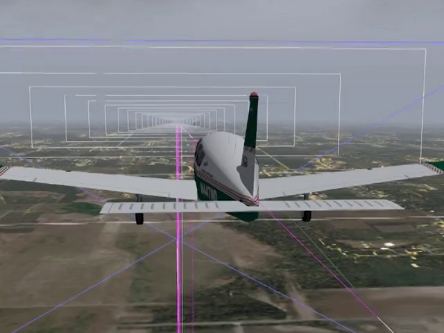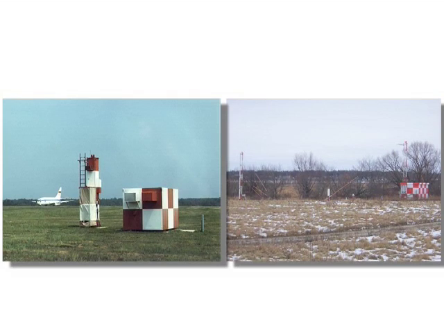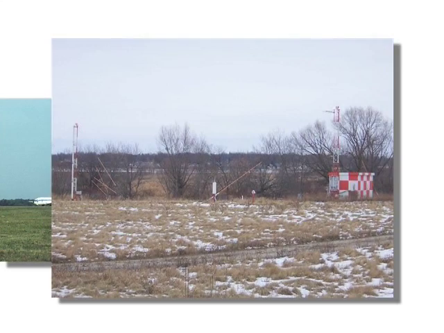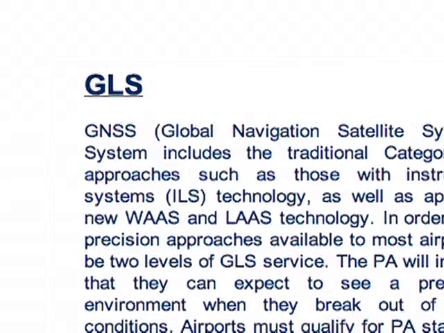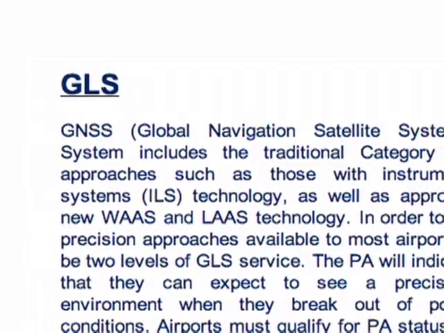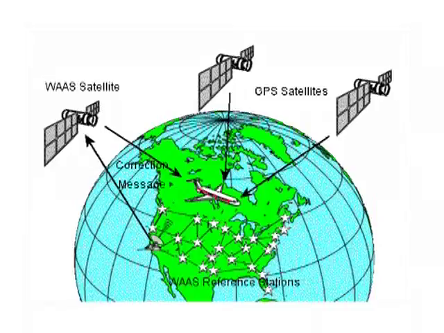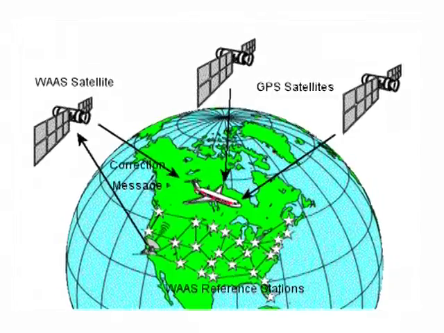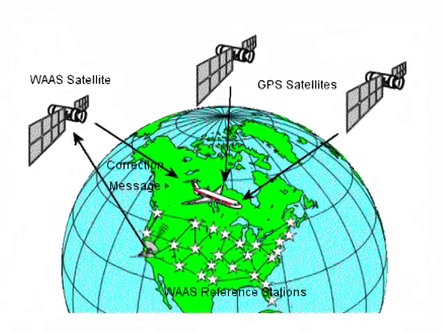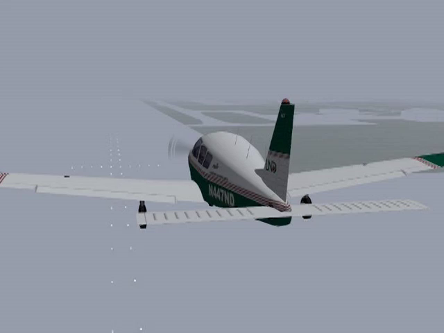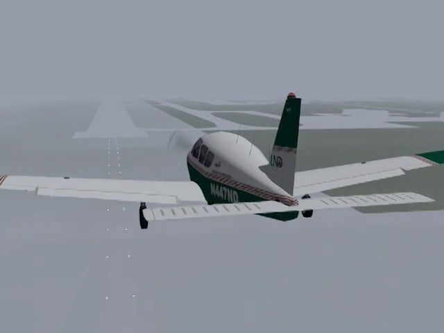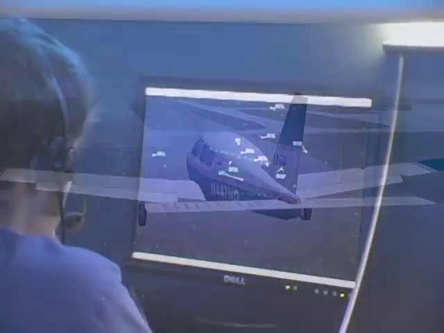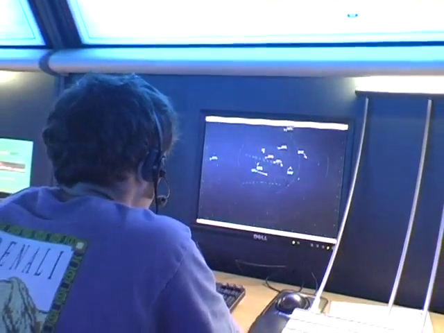Other types of precision approaches do exist, such as MLS, or Microwave Landing Systems, TLS, or Transponder Landing Systems, and the newly developed GLS, or GNSS Landing System that will utilize GPS satellites in conjunction with ground-based wide area augmentation stations to provide the pilot with GPS-based precision approach capabilities. Precision approach radar is also available at a limited number of airports in the U.S. that allows the pilot to conduct ATC-directed precision approaches.